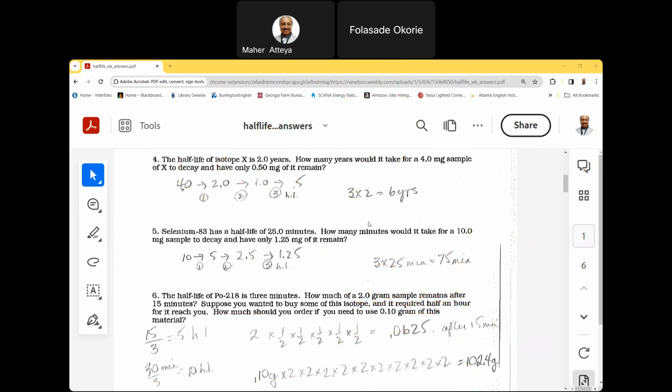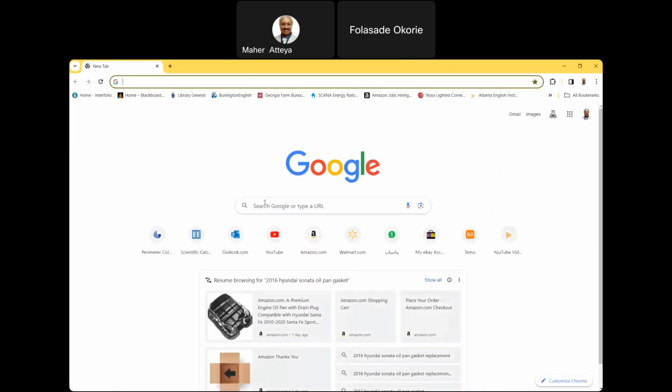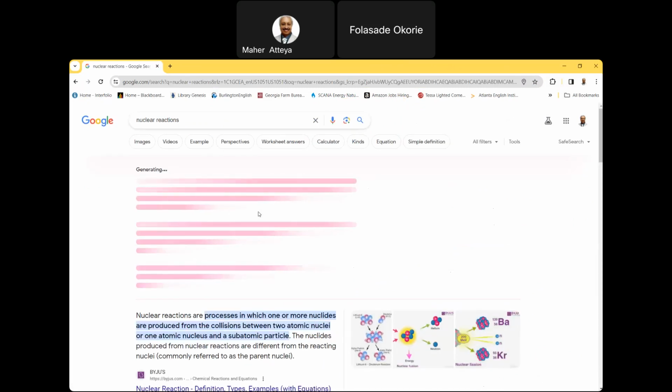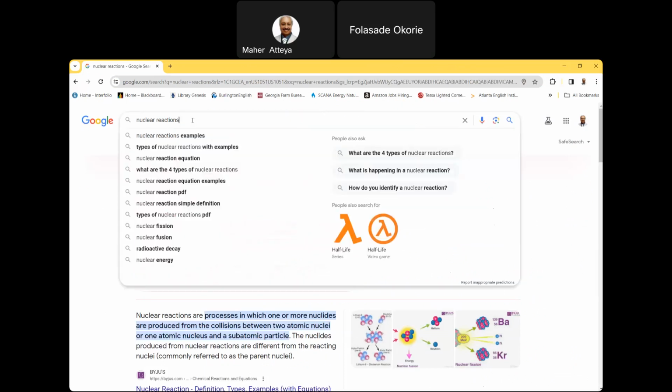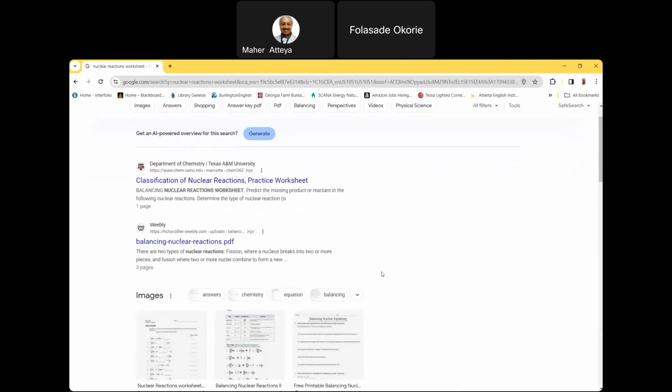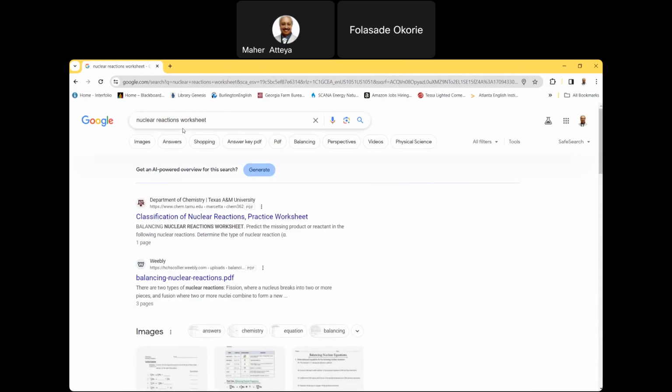Let's move quickly. So let's do nuclear reactions. That's the last topic here. Nuclear reactions worksheet. Okay, so which one do you like? Just type nuclear reaction worksheet in yours.